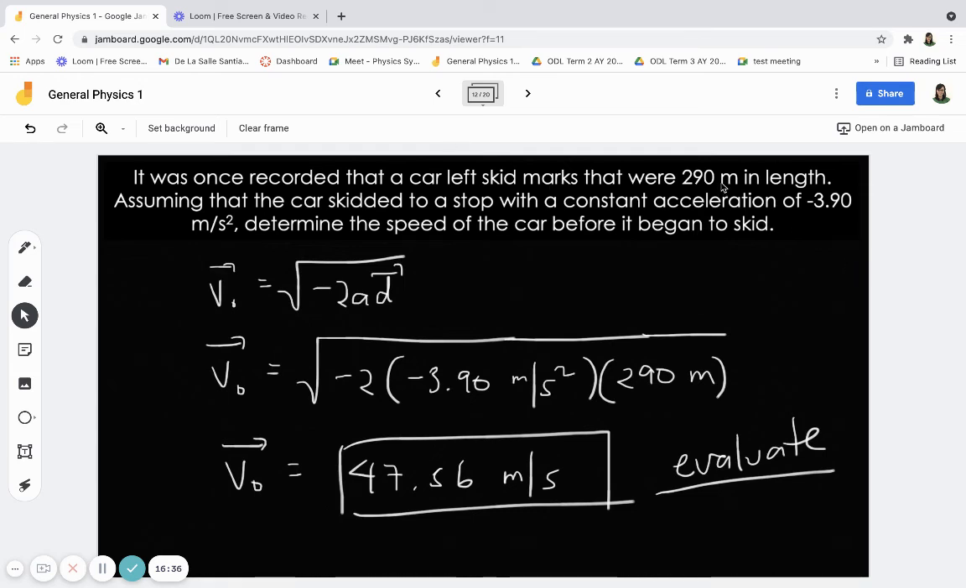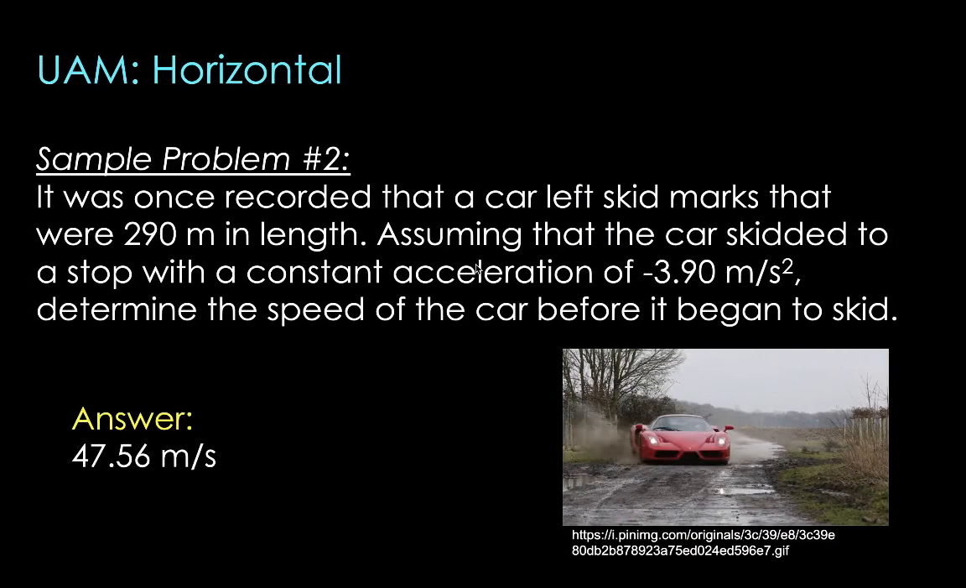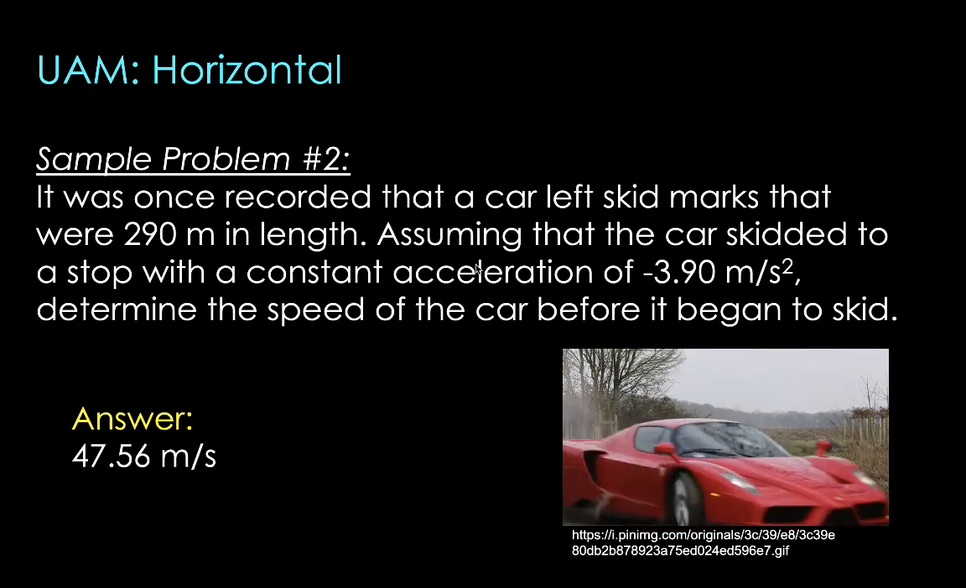Okay. So that's also the reason why you can see that the displacement of the car while skidding was quite big, 290 meters for the car to completely come to a stop. Right. So yeah, it's because of this high speed that is associated with its initial motion. Okay, so let's go check that out. Okay, there we go. The final answer is 47.56 meters per second. Okay.